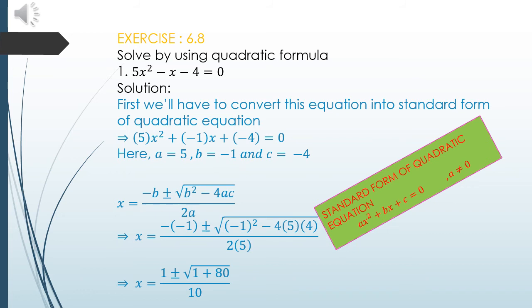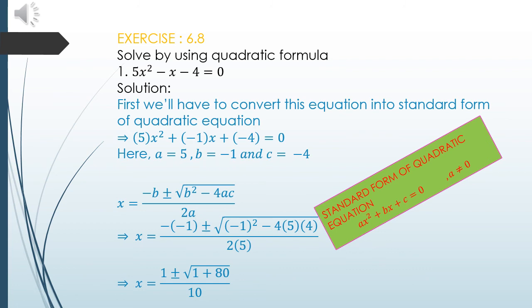When we compare 5x square plus minus 1x plus minus 4 is equal to 0 to the standard form ax square plus bx plus c is equal to 0, we get a is equal to 5, b is equal to minus 1, and c is equal to minus 4. So here a, b and c are recognized. Now we use the quadratic formula for solving the quadratic equation.